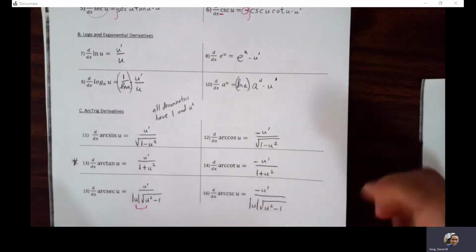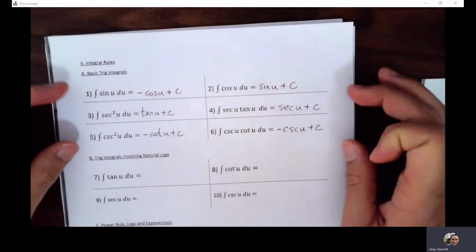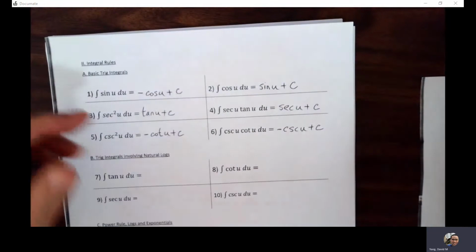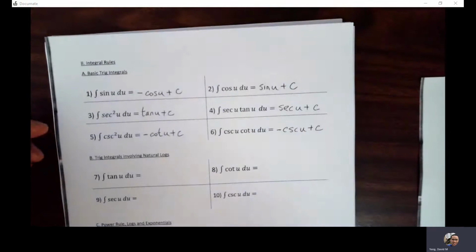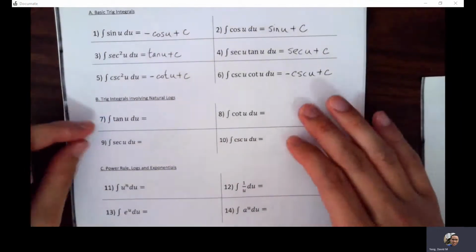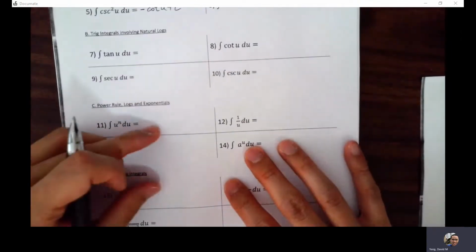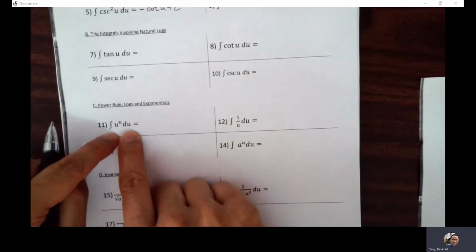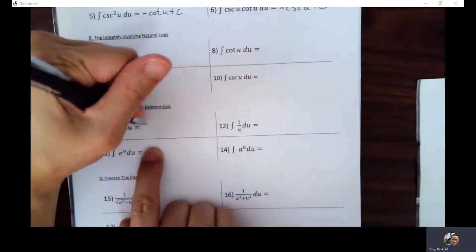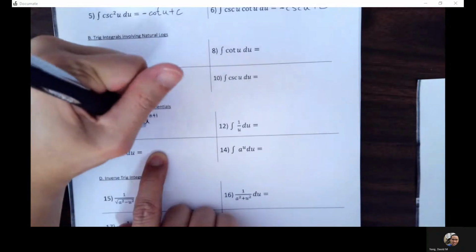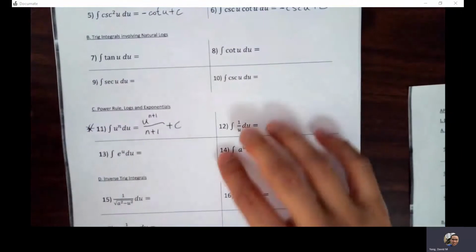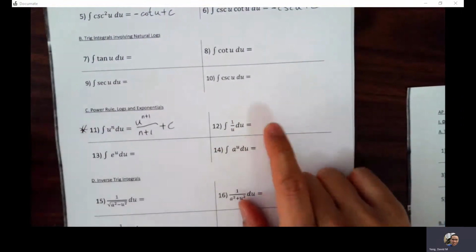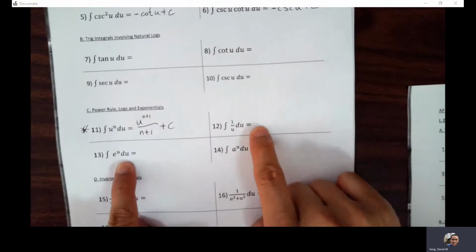Okay, so I have a second page involving integral rules. We filled out the top because these are basically based off of the derivative trig rules that we just talked about. Okay, let me save these for last. Power rule, logs, exponentials. So power rule for integrals. All right, so this one we should know already. Guaranteed to show up. Power rule shows up a lot. Derivative and integrals.